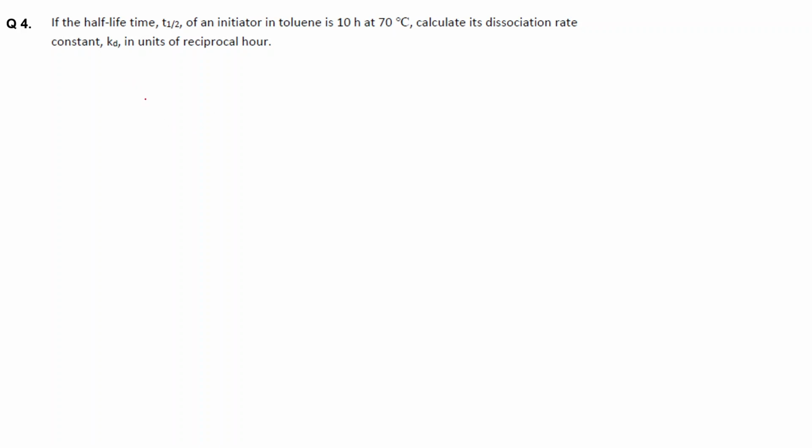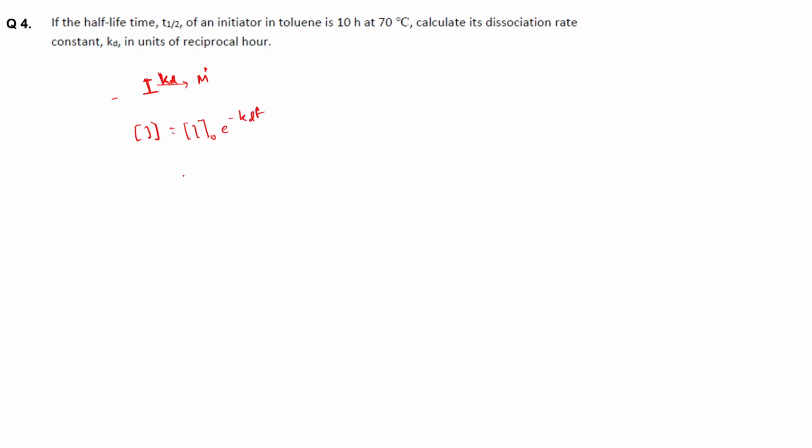Let me answer. Whoever could not answer, I am writing on their behalf. You know kd is the dissociation, right? From the initiator I, with kd, it produces M dot, the radical. So this is the kd, the dissociation of the initiator. If you write the rate equation, it is basically a first order rate equation, so it is e to the power minus kd t.